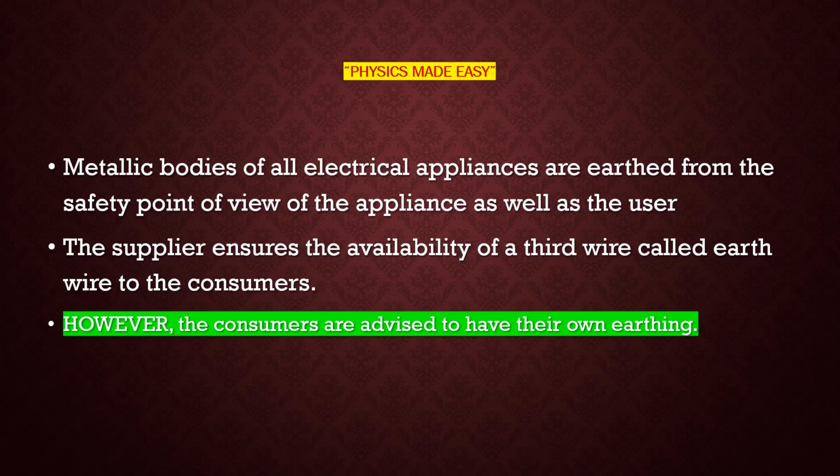So metallic bodies of all electrical appliances are earthed from the safety point of view of the appliances as well as the user. The supplier ensures the availability of a third wire, known as the earth wire, to the consumer. However, consumers are advised to have their own earthing.